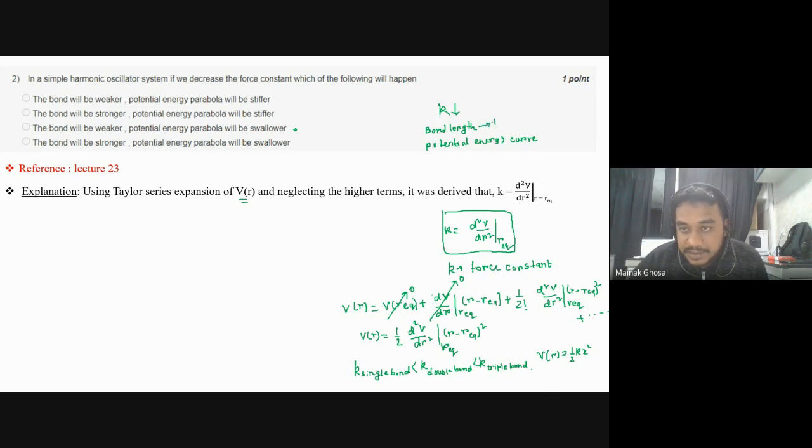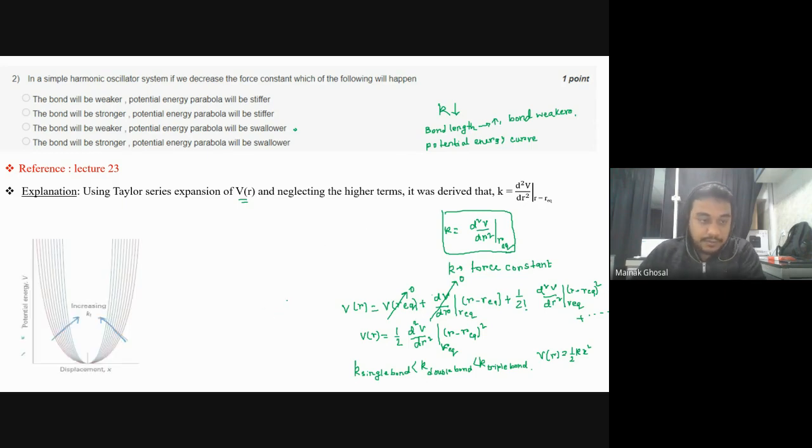Bond length increases, bond weaker. Now the main question is, what should be the nature of this potential energy curve? So I am showing you this drawing rather than drawing it myself. You can see here that increasing k, that means suppose you have a potential like that, and it is gradually getting stiffer.